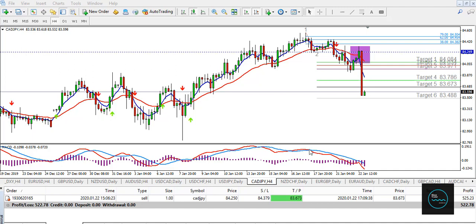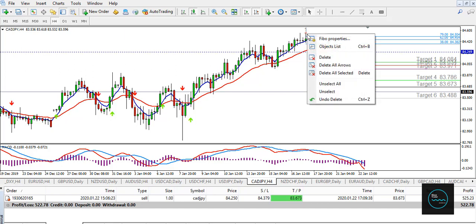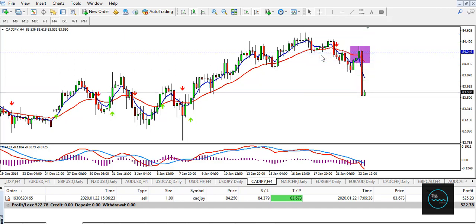Going through the pairs today, looking for setups, I came across the CadJpy currency pair. Right now I'm on the 4-hour chart, and you see where the purple box is. That is where I took this trade from. I'm just going to delete the calculations, and then walk you through what I saw.